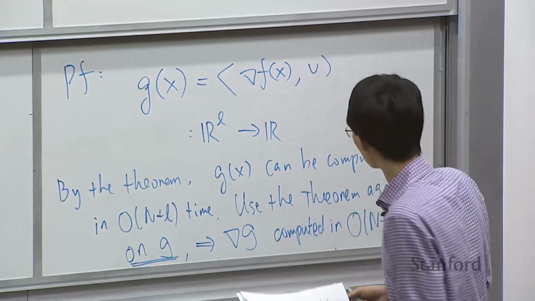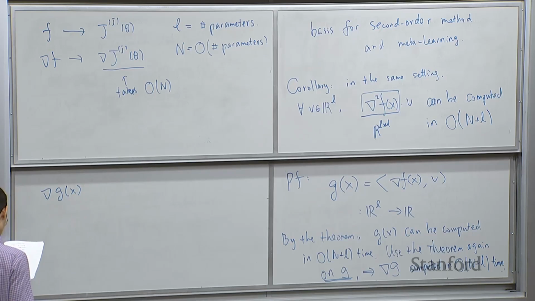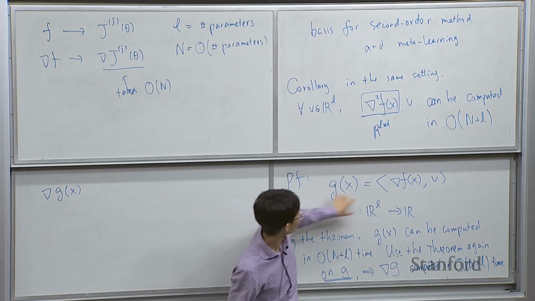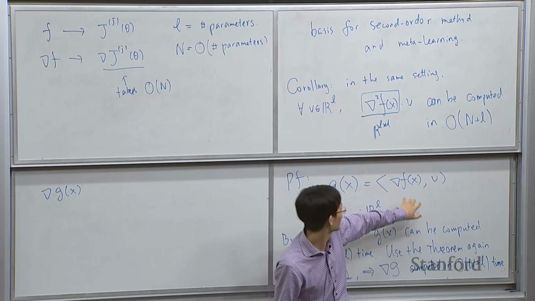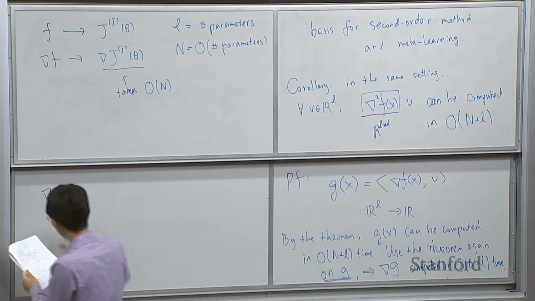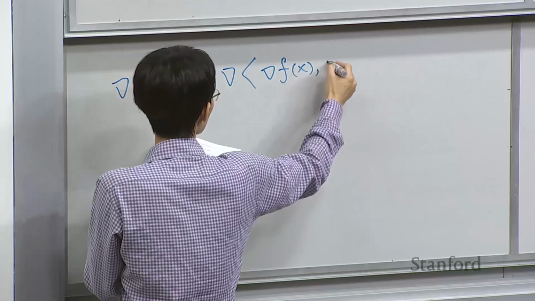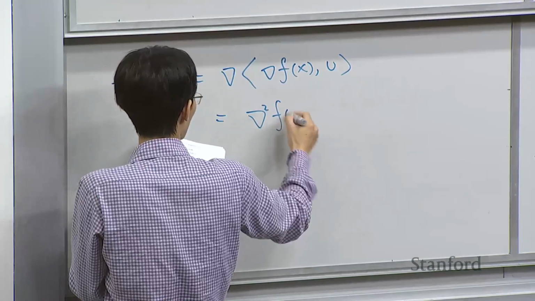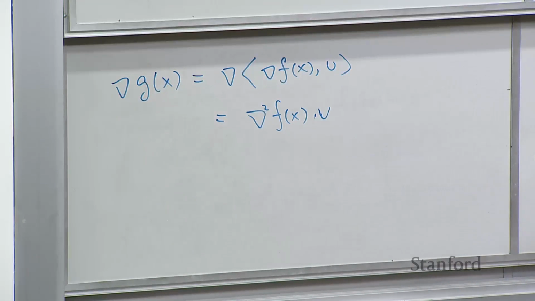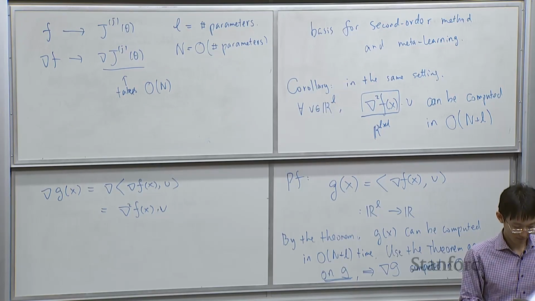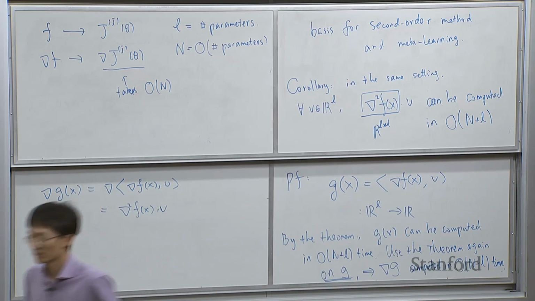And what is the nabla G, the gradient of G of x? If you do the computation, it's really just taking another gradient here. You can verify this offline using chain rules. But the gradient of G is really the gradient of the inner product of the gradient of f of x and v, and this is actually the Hessian of f of x times v. Questions?